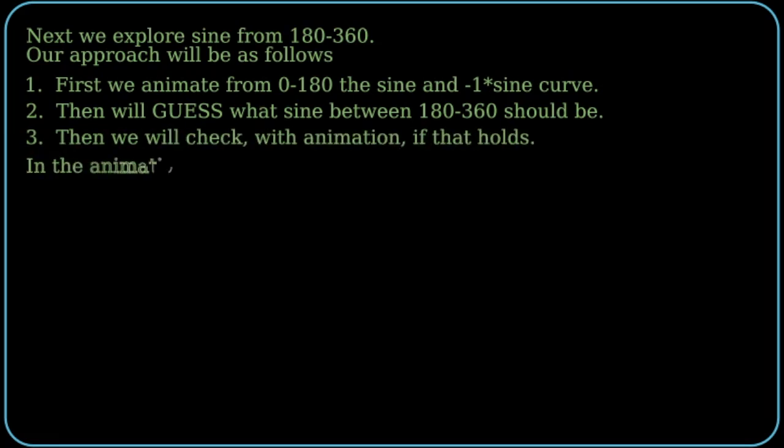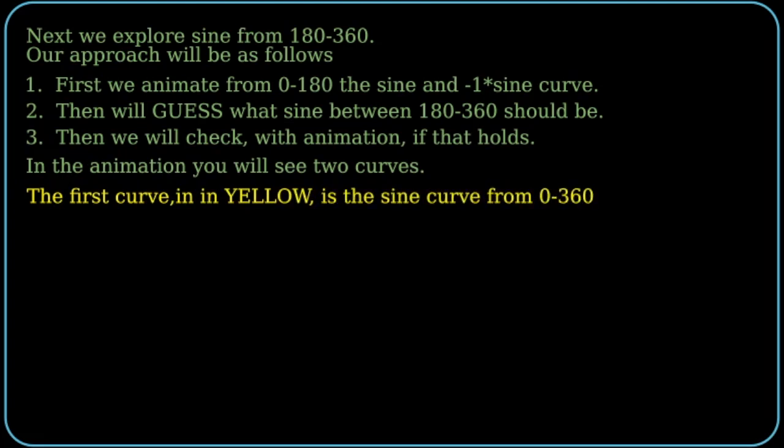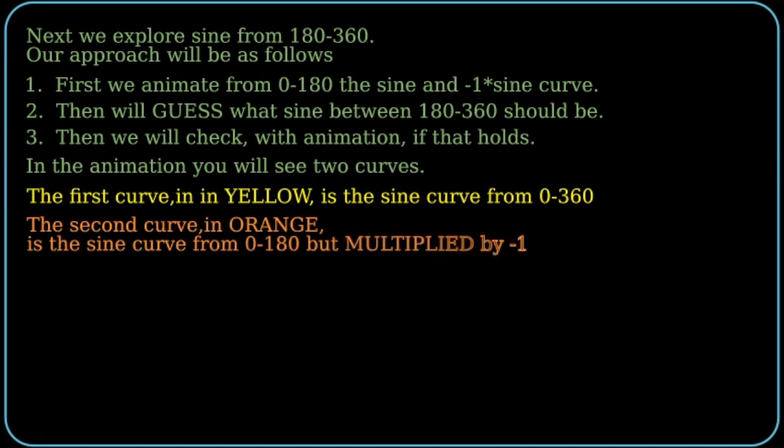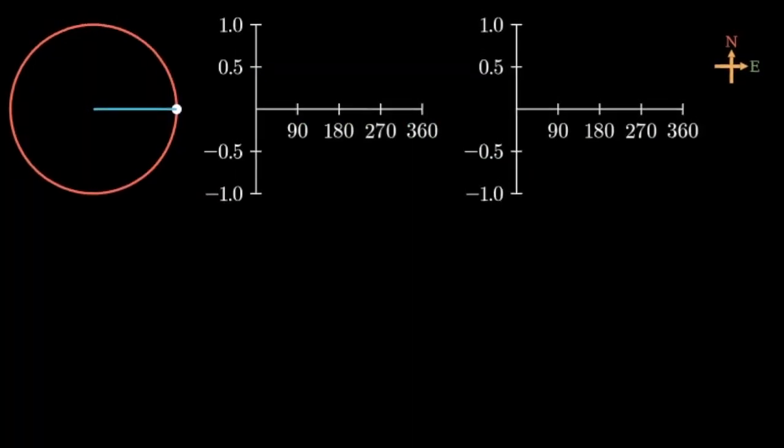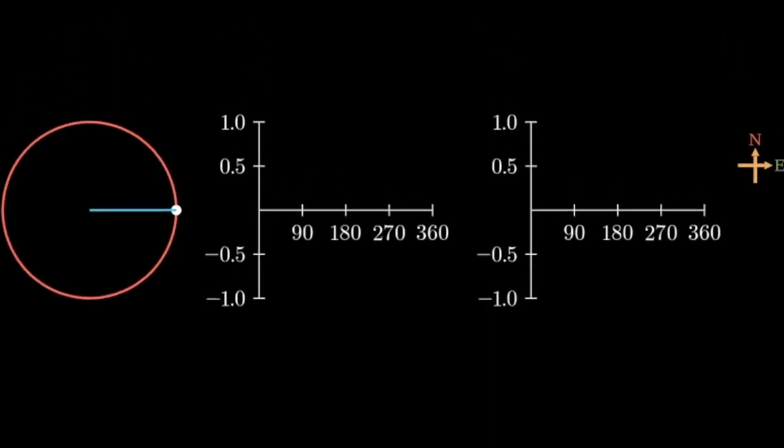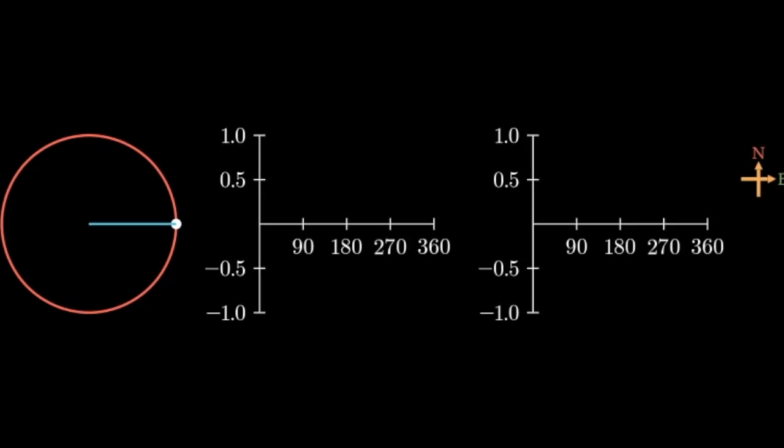In the animation, we will see two curves. The first curve in yellow is the sine curve from 0 to 360 degrees. The second curve in orange is the sine curve from 0 to 180, but multiplied by -1. The orange curve is the sine curve on the left, but multiplied by -1.